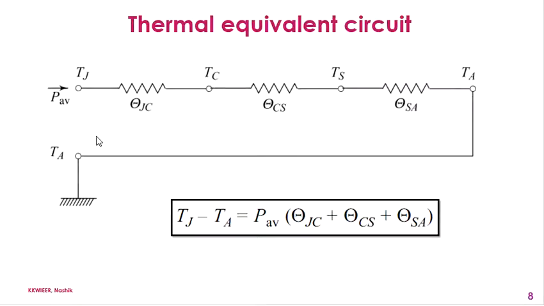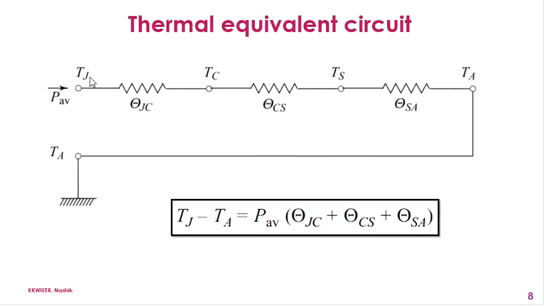So in our electrical terminology, I'll explain this: P average is nothing but the current flowing through this circuit. Tj, Tc, Ts and Ta are the potentials Vj, Vc, Vs and Va, and theta Jc, theta Cs and theta Sa are our resistances. So similar to an electrical circuit, the heat generated at the junction flows from junction to case, case to heat sink and from heat sink to the surrounding atmosphere.